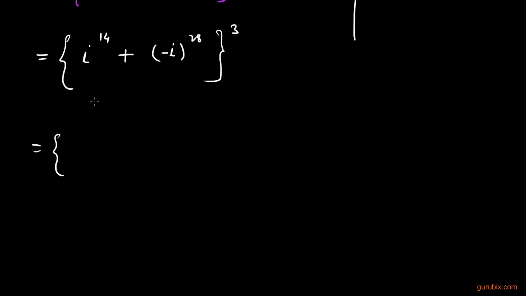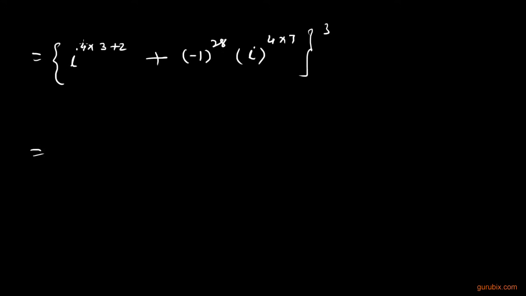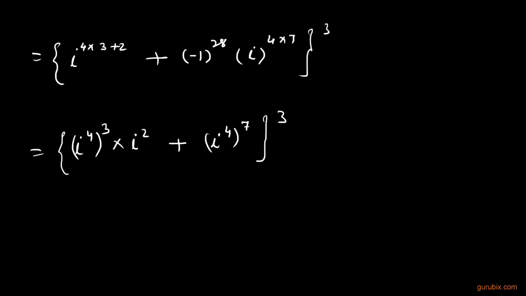And we know that we can write this iota raised to 14th power like this: iota raised to the 4 into 3 plus 2, and we can write it as negative 1 raised to 28th power and iota raised to 4 into 7, and this whole value raised to the third power. So this value is iota raised to the fourth power, and this whole value raised to the third power into iota square. And we know that if the power of a negative 1 is even, then the value becomes positive 1. So this is positive 1 into iota raised to the 4 into 7. So it is iota raised to the fourth power into 7, and this whole value raised to the third power.